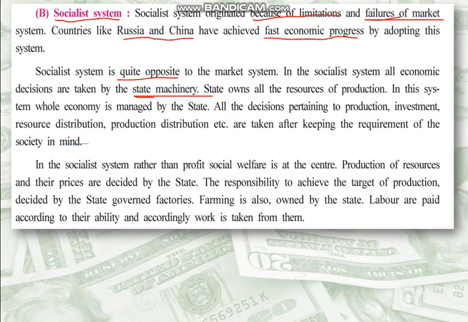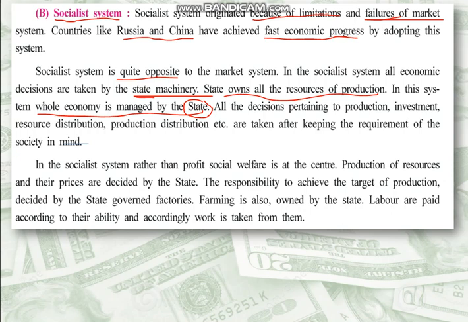The state owns all the resources, while in the market system the private person was owning all the resources. In this system, the whole economy is managed by the state. Whenever we are talking about state, we need to understand government. State doesn't mean Gujarat state, Maharashtra state or Rajasthan state, but here state is a synonym of government. So in short, the whole economy is managed by the government.